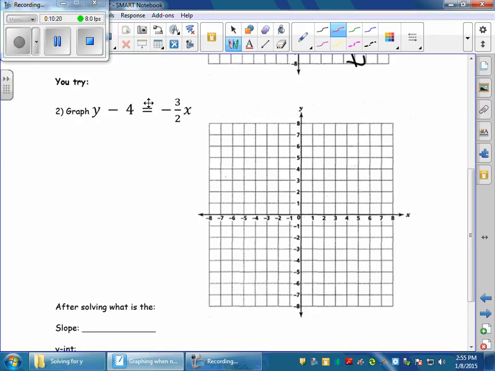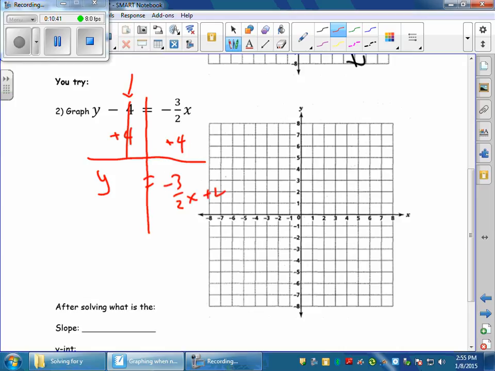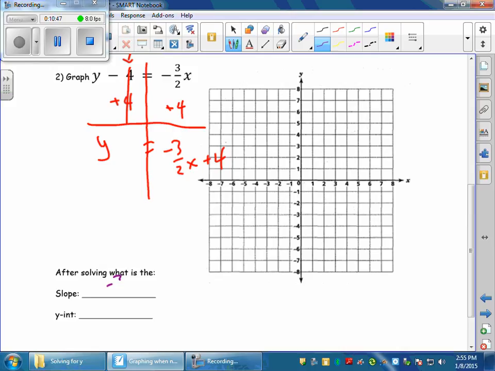All right, so hopefully you had a chance to try these. I'm going to draw my line down to separate my two sides. I'm going to get rid of whatever is with the y, which is a -4, so I'm going to add 4. I'm going to add 4 to this side, and I end up getting y, these cancel out, equals, these are not like terms, so all I can do is write them right next to each other. -3/2 x plus 4. After doing that, my slope is -3/2. My y-intercept is (0, 4).